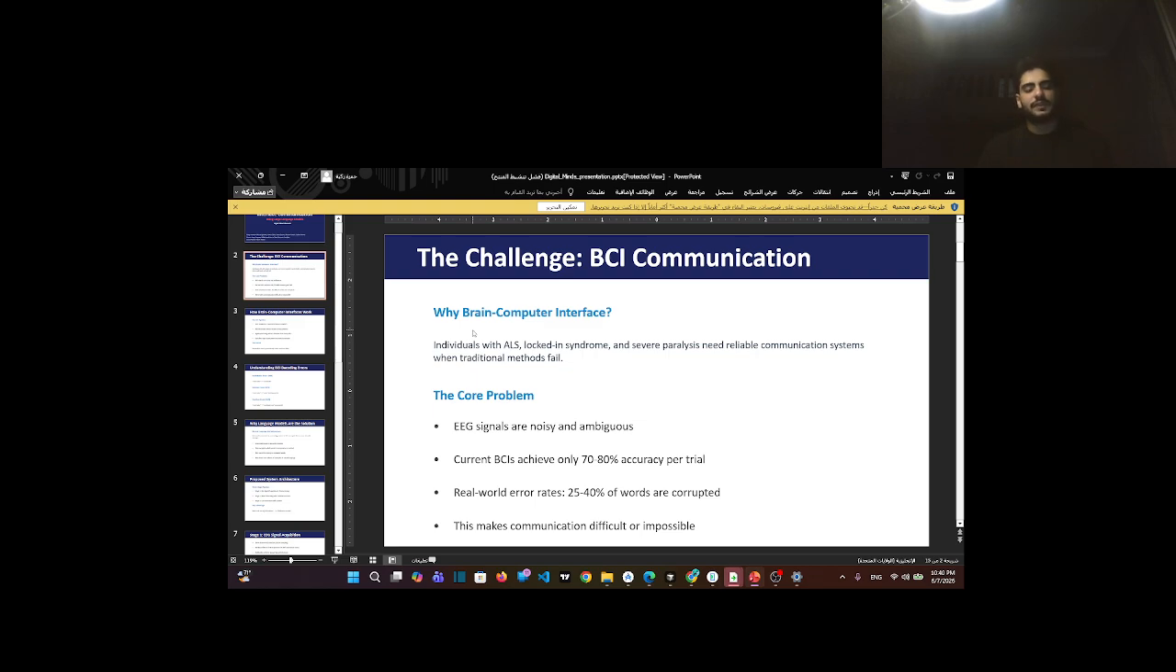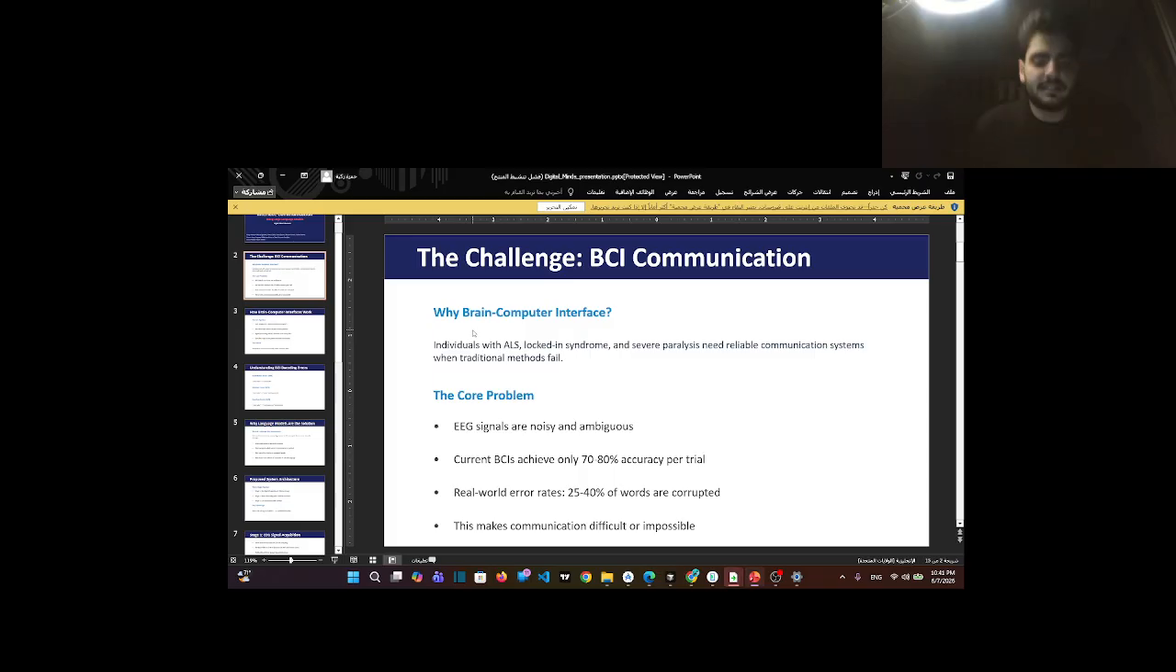Brain-computer interfaces, or BCIs, are especially important for people who cannot communicate using normal speech or movement. For example, people with ALS, called locked-in syndrome, or severe paralysis may lose the ability to speak, type, or even move their body. For these users, a BCI can become a direct communication channel between the brain and external devices. However, the core challenge is that EEG signals are not clean. They are noisy, weak, and difficult to interpret.